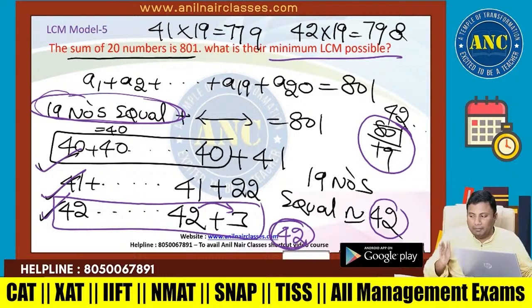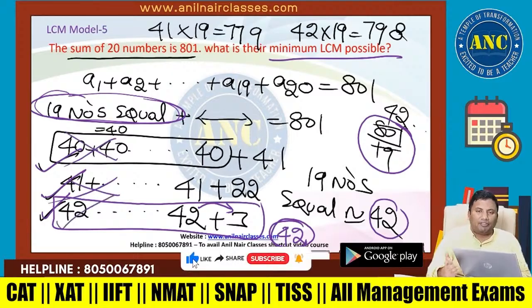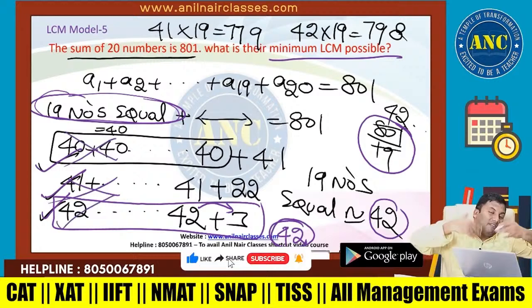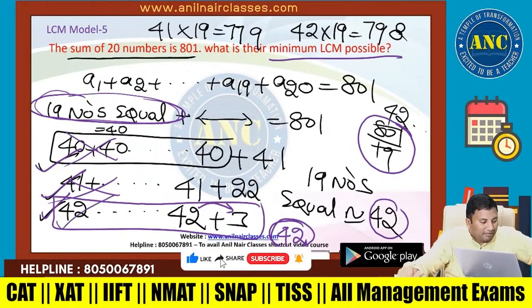There are 20 numbers, and the sum is 801. Ladu, where it is not clear, please mention that. You don't need to write all this. 42: if the remaining is a factor of this number, that itself will be there. Otherwise, the LCM value will keep growing. I hope this logic is clear.